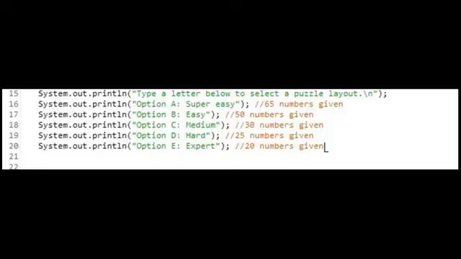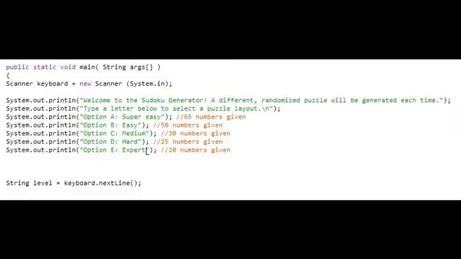I did some research on how many blanks are usually in Sudoku puzzles of different levels. Based on this information, I gave the user the option of 5 different levels: super easy with 65 numbers given, easy with 50 numbers given, medium with 30 numbers given, hard with 25 numbers given, and expert with 20 numbers given. In this section of the code, the user is asked what level they would prefer. The user types in the answer and the value is stored in the variable level.